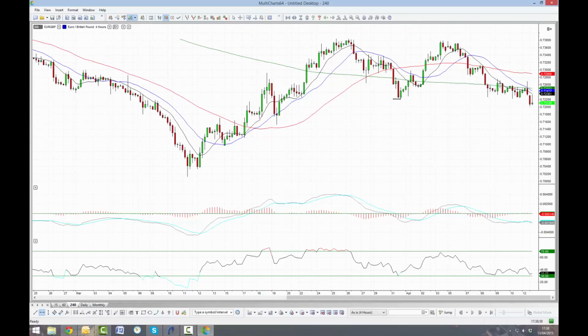So taking a look here on the 240 chart, we can see that the level's been tested a number of times, quite a key level on this market, a break underneath it, and now we just had a pullback to it.